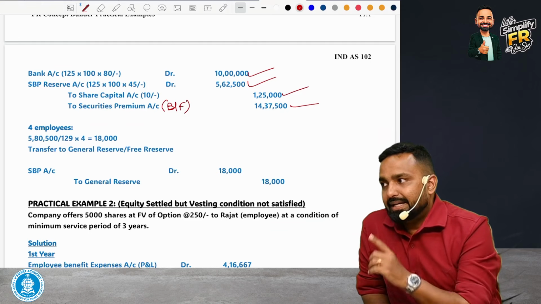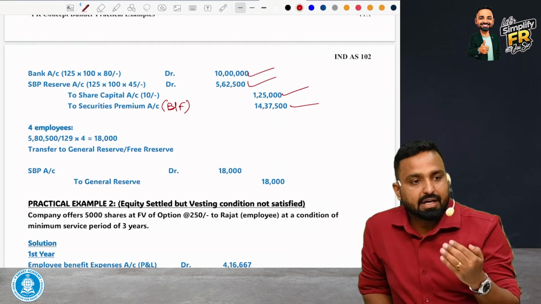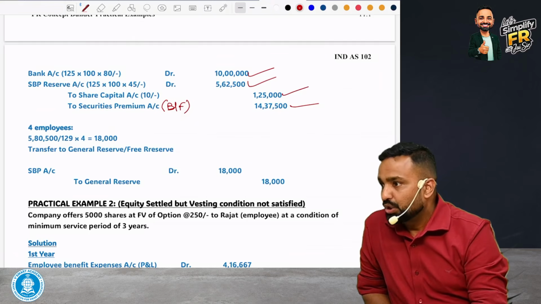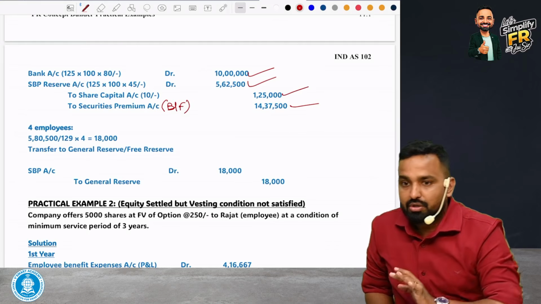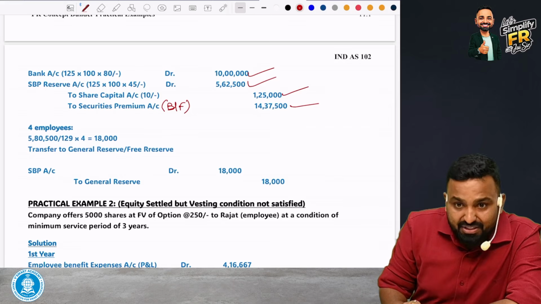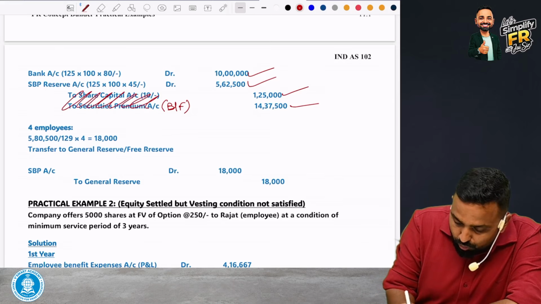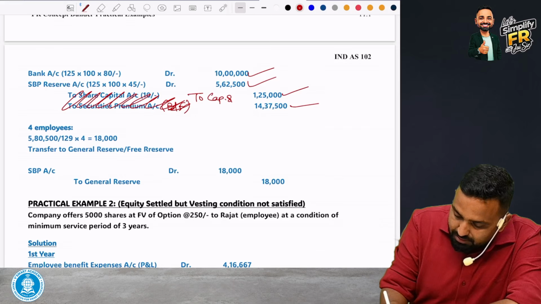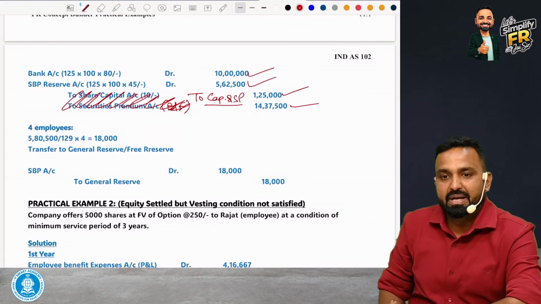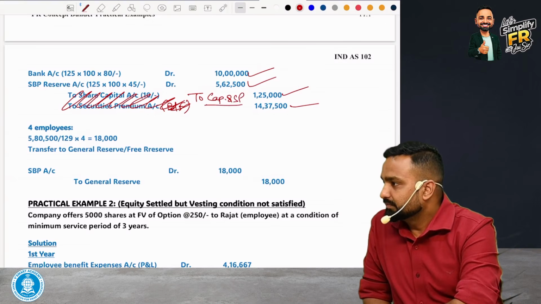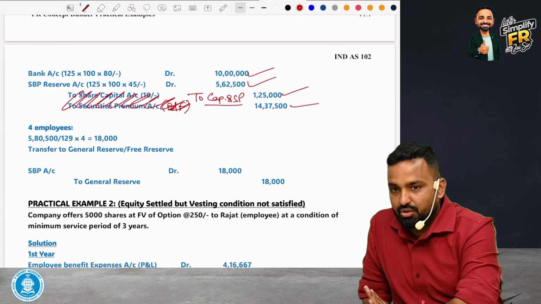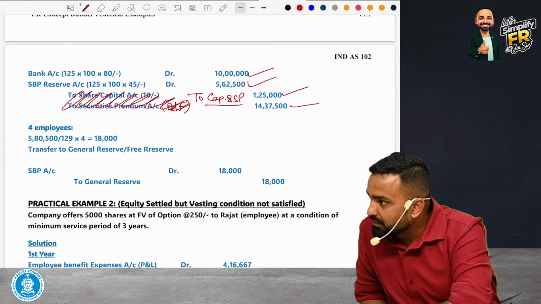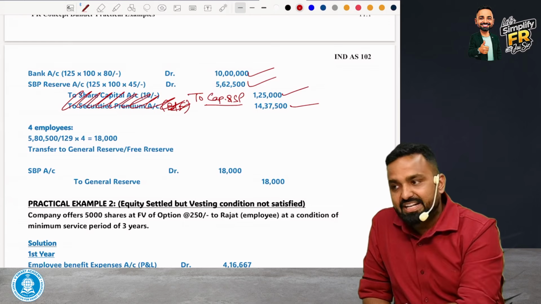What ICAI is doing, whenever ICAI doesn't mention any face value, they are not assuming 10 rupees. Whenever ICAI doesn't mention face value, they do it to capital and security premium combined. No bifurcation. Understood? Guys, understood everyone? Shall we write now everything?